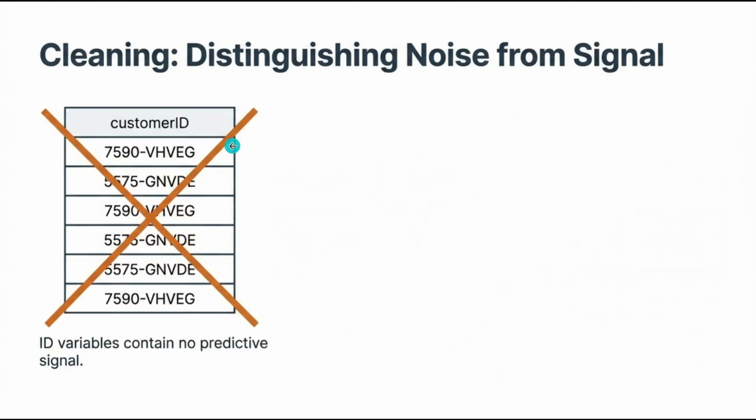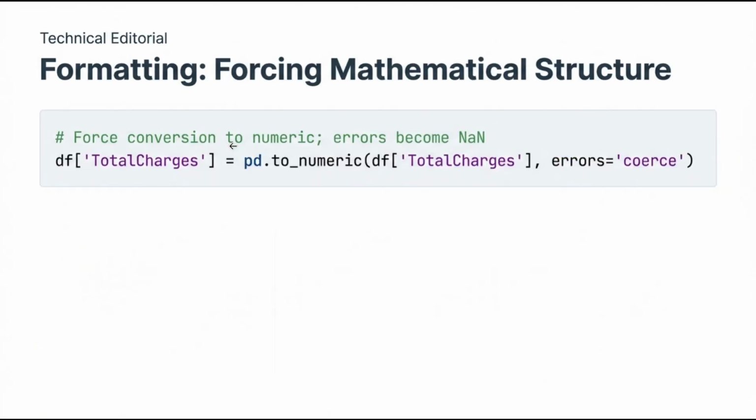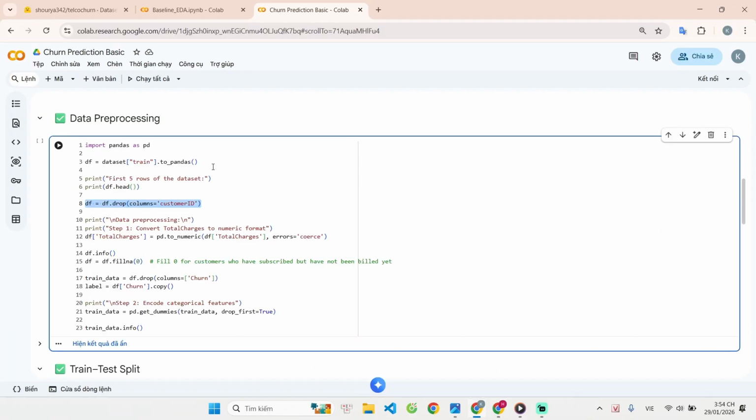Right. A customer isn't going to cancel just because their ID starts with a V. Exactly. If you leave it in, the model might try to find a pattern there where none exists. It's just overfitting to noise. So we drop it, get it out of there. Bye-bye, ID.